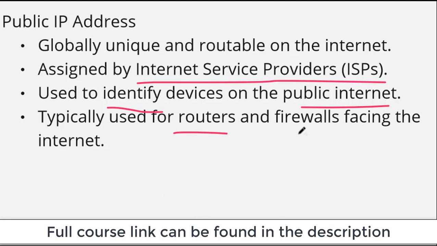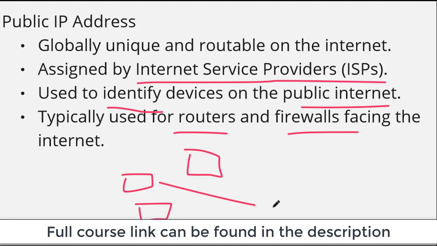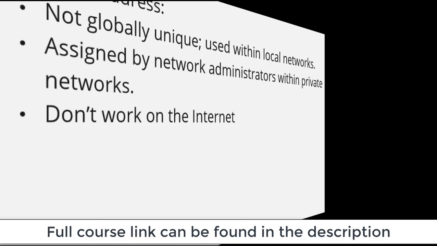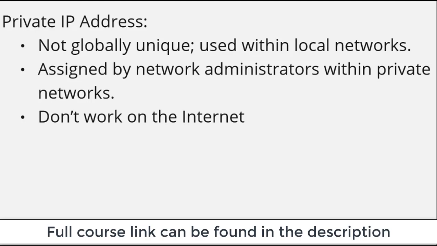Oftentimes, they'll be used for routers and firewalls facing the internet. So if your organization has a bunch of computers, and those computers all have private IPs, eventually those computers will connect back to a router that actually has access to the internet. And that device typically will have a public IP, and that'll typically be the only device in your network with a public IP. Now let's compare that with private IPs.